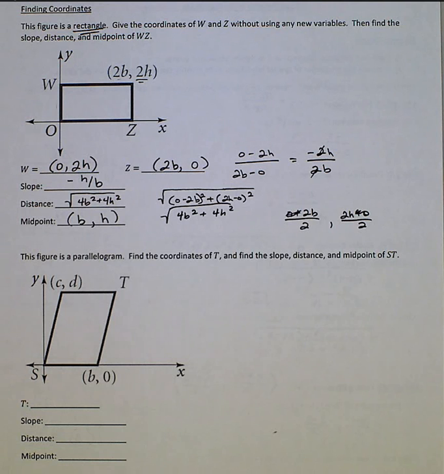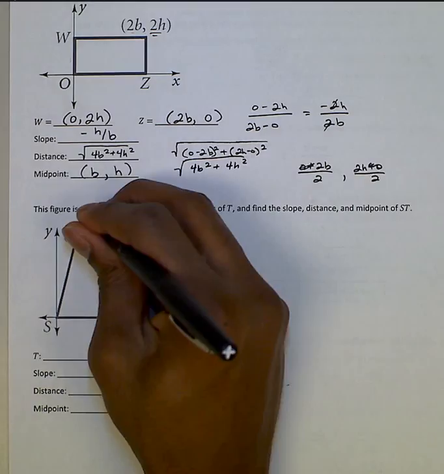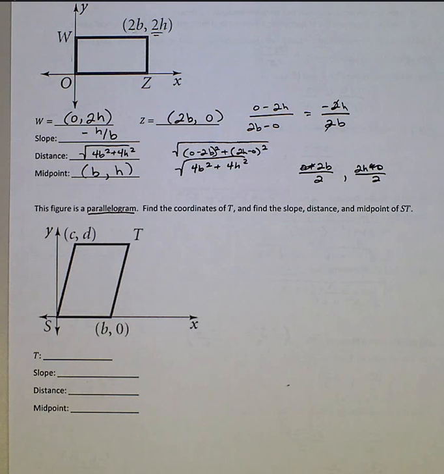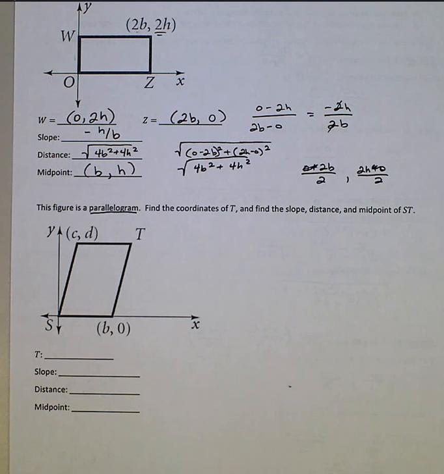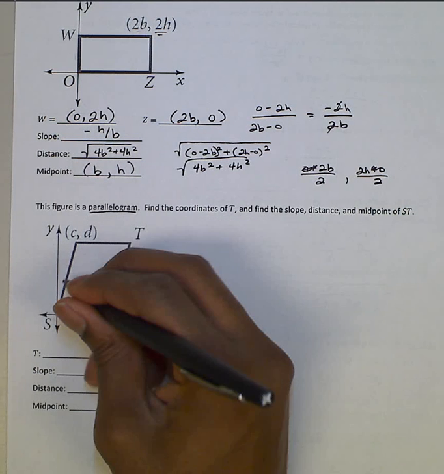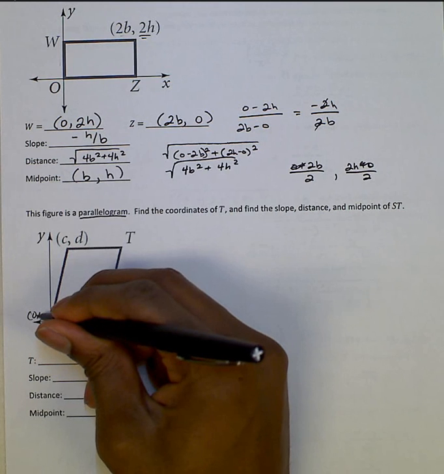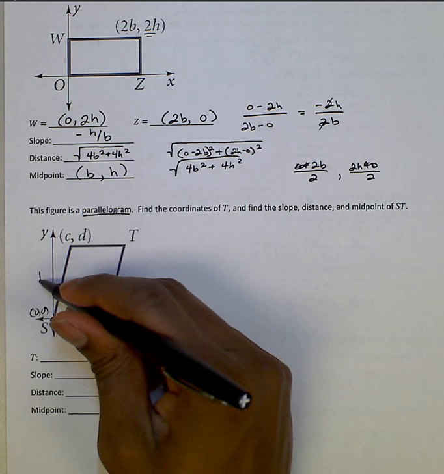Final example here. As we go through here, we need to find T. It says this figure is a parallelogram. Again, now we're using the values that we know about parallelograms in order to fill in this information. Parallelograms, we know that opposite sides are parallel. Opposite sides are congruent. That's what's going to help us here. So we're going to find the coordinates for T. They told us that this point is 0, 0. It's going to help us out because now they told us from here to here we went up D and we went over C.